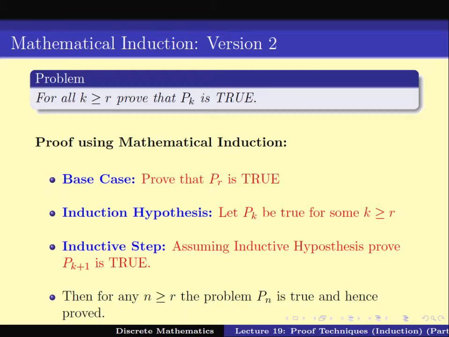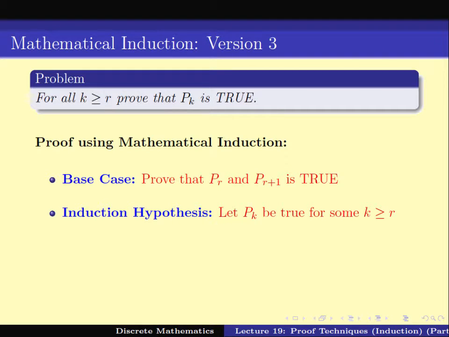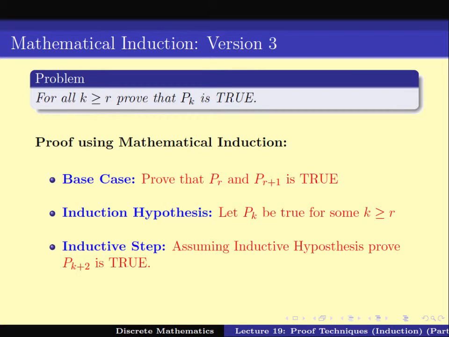There is a version 3 which also solves the same problem, but we have a different inductive state and hence a different base case. So here we have to again prove that for all k greater than or equal to r, pk is true. The way to prove it is, first prove pr and pr plus 1 is true, and then assuming that pk is true, prove that pk plus 2 is true.